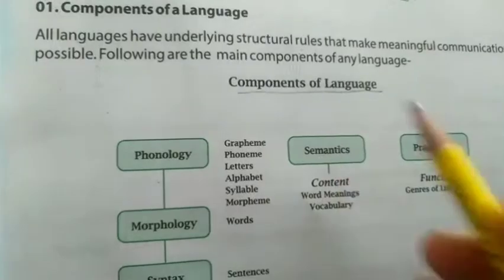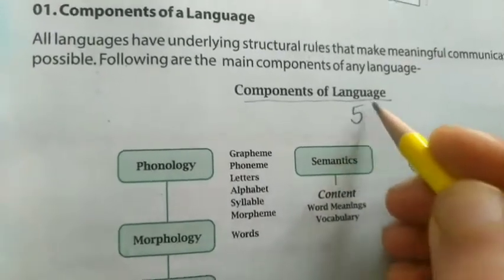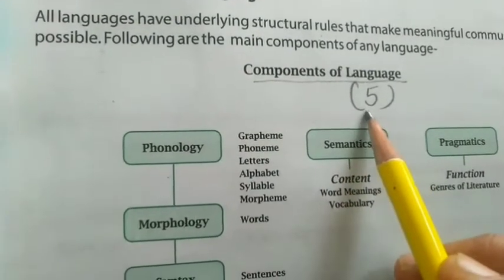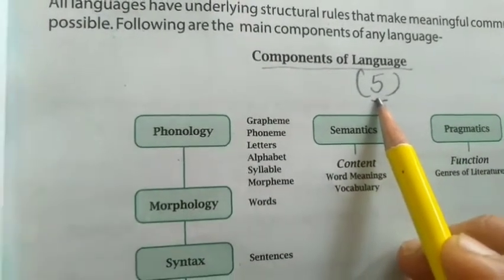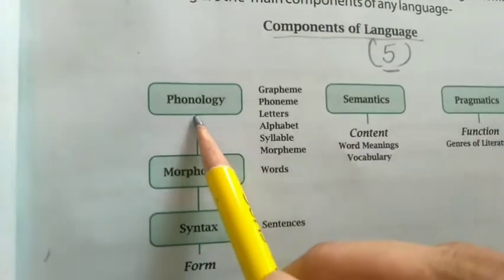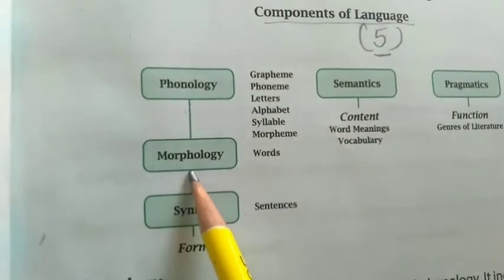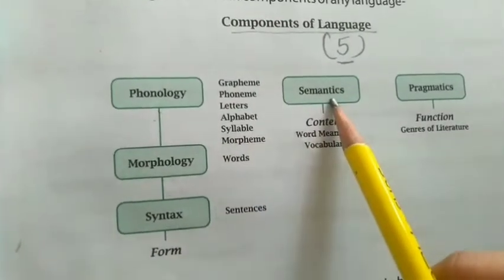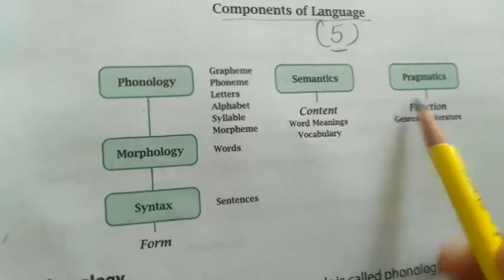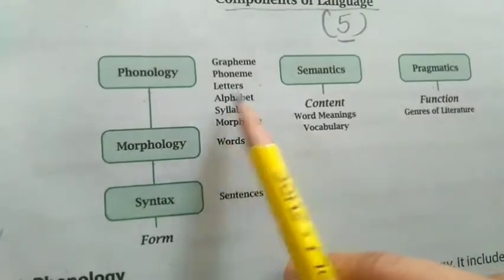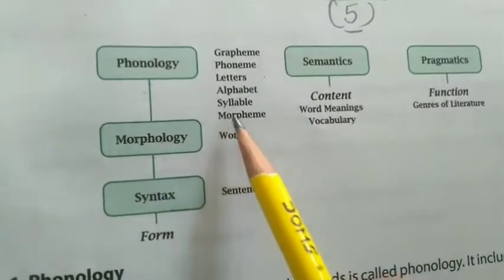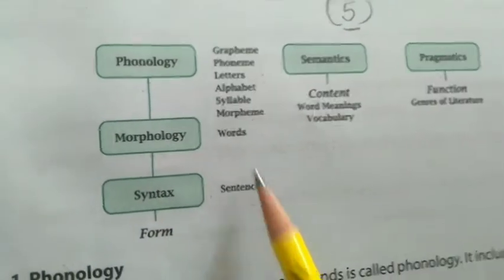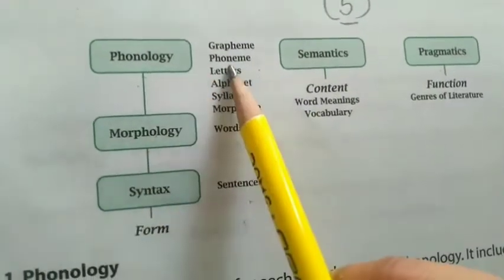So basically we have 5 components of language. How many components? You need to remember this. We have 5 components of language. Now, which is the first component? Phonology. Then we have morphology. Then we have syntax. Then semantics. Then pragmatics. So it's grapheme, phoneme, letters, alphabet, syllable, morpheme, then words, then sentences. All these come under these categories.